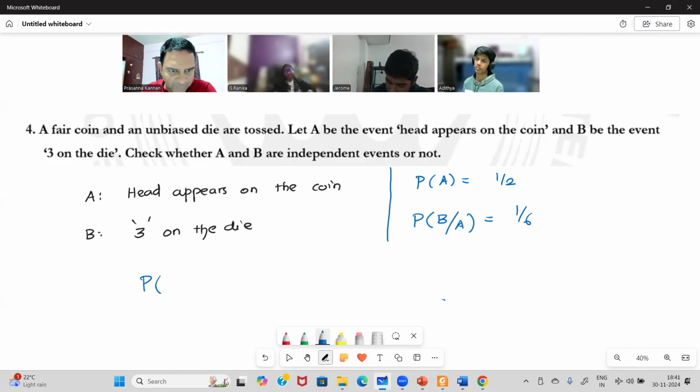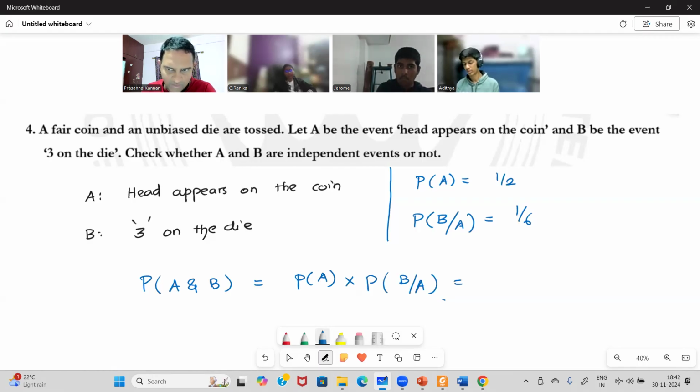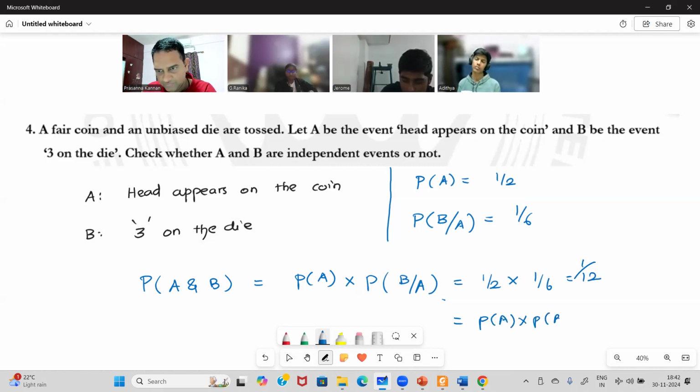And what is the probability of getting a head and getting a 3 on the die? P of A intersection B. That's nothing but P of A into P of B given A, which is 1 by 2 into 1 by 6, which is 1 by 12. Correct. Which is nothing but P of A into P of B itself, because P of B will be what? Getting a 3 on the die, which is 1 by 6. Hence the proof.